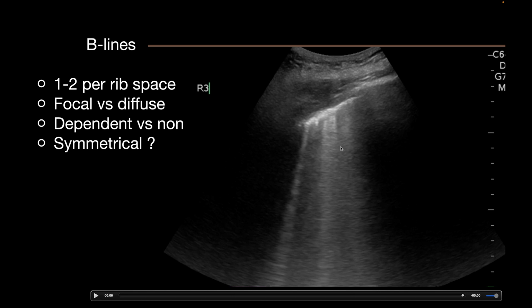Now, when it comes to B-lines, what you need to ask yourself is: is this a focal process? Is this a diffuse process? Is it at the bottom of the lung, so it's just in the dependent parts? Is it symmetrical? Because these are all clues where we get our pattern recognition to help us make the diagnosis and integrate it with the clinical picture that we're seeing with the patient in front of us. That's how lung ultrasound works. There's no such thing as just a simple clear-cut diagnosis with lung ultrasound.